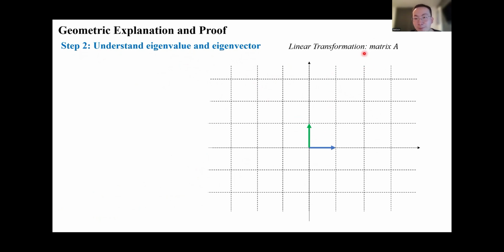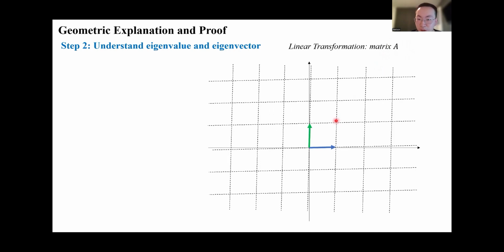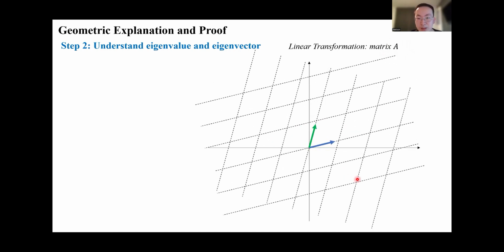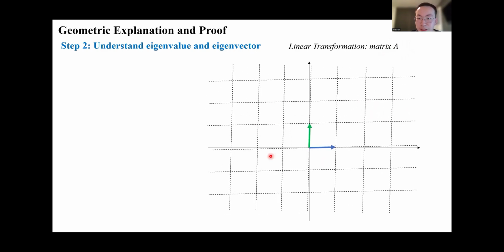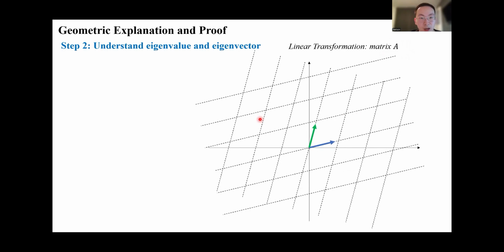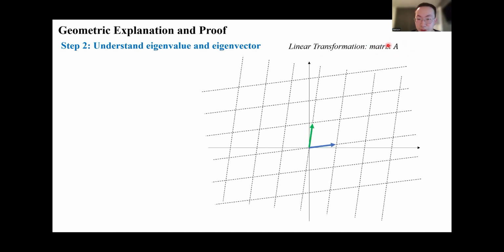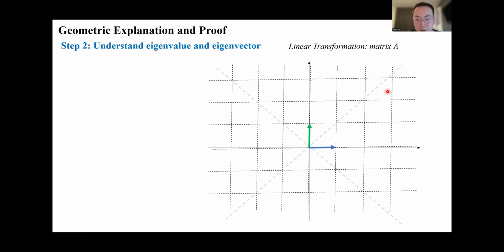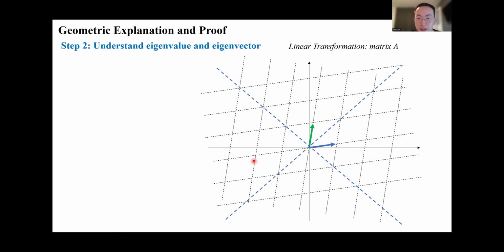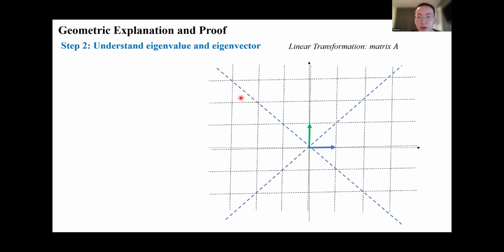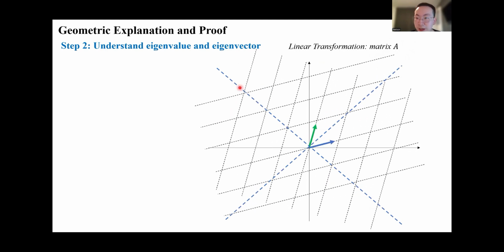Here again, I use this plot to denote the linear transformation A. We do not need to know the exact form of matrix A, but we know it transforms the space like this. As you may notice, most vectors in this R2 space rotate under this linear transformation A. However, please pay attention to these two directions. You can see that these two directions always lie on the intersection of the black dashed lines in the background.